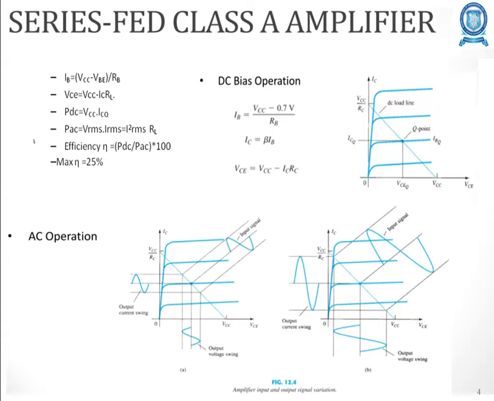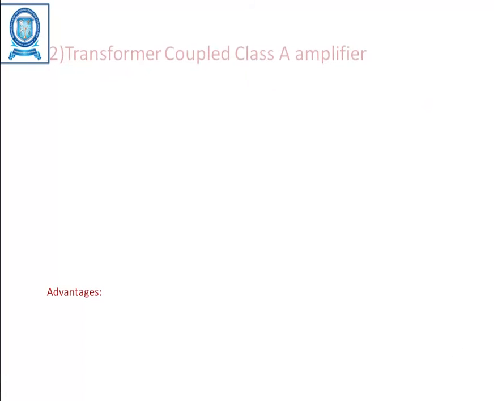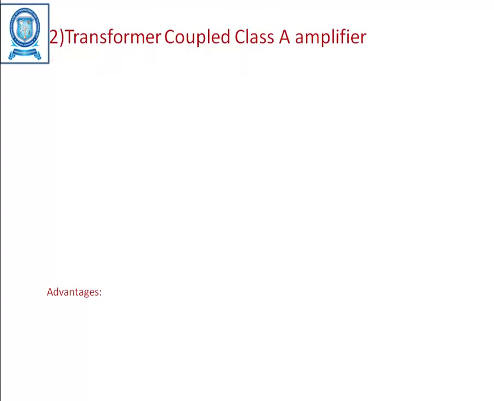So the conversion efficiency of the amplifier is Vmax minus Vminimum into Imax minus Iminimum divided by 8 VCC into ICQ, into 100. This gives the maximum efficiency. Second one, the transformer coupled Class A power amplifier.